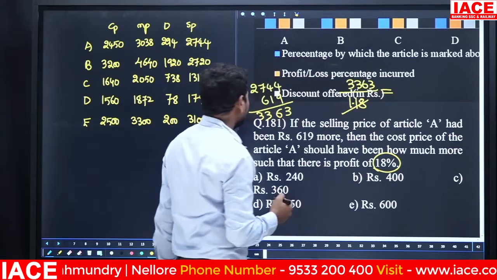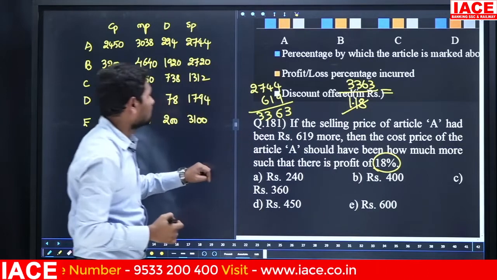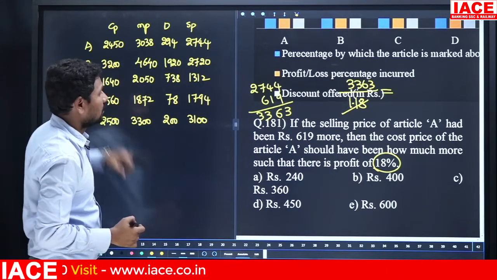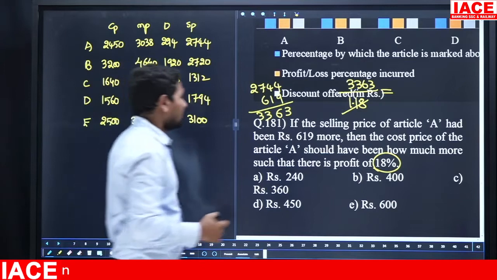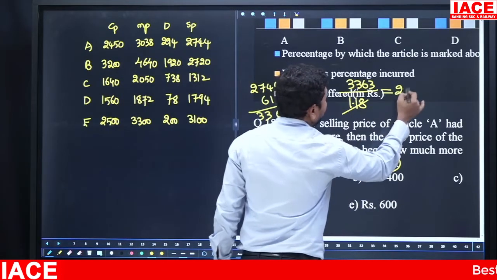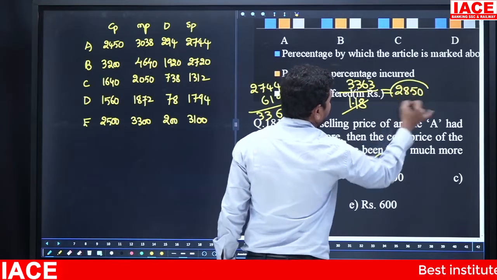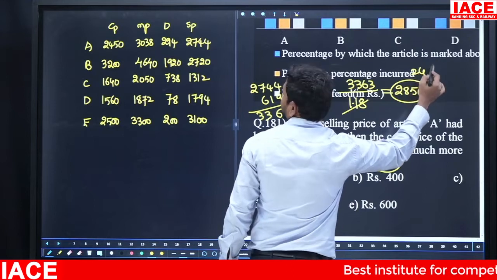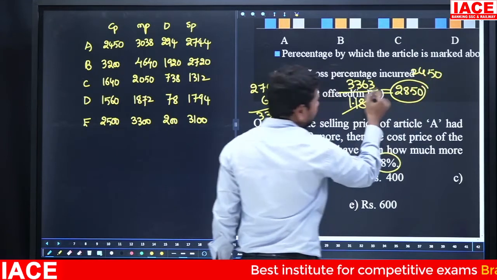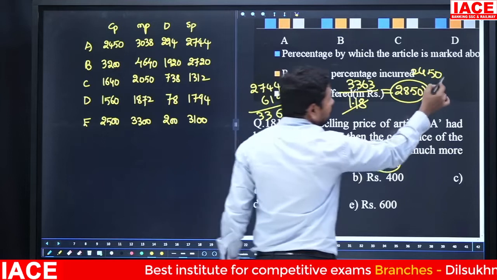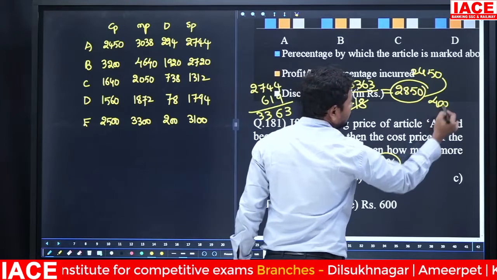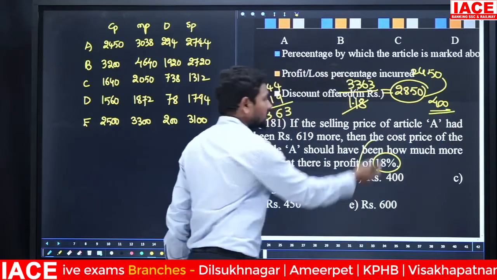Here the original cost price of A is how much? The original cost price of A is 2450. If you are solving this, you will get 2850. From 2450 to 2850, how many rupees extra? 400 rupees extra, option B.